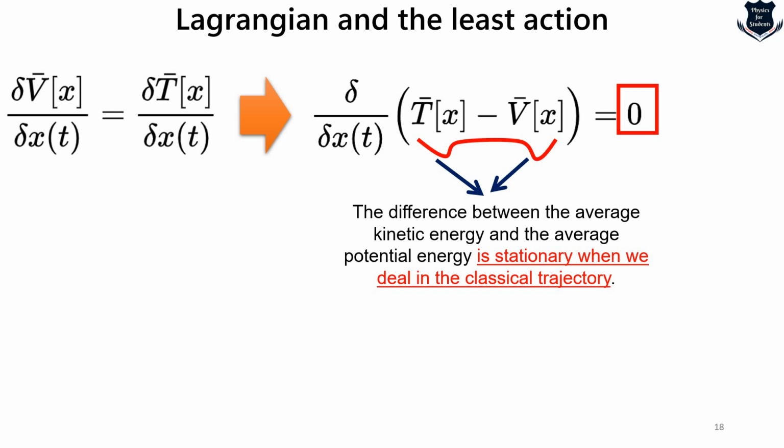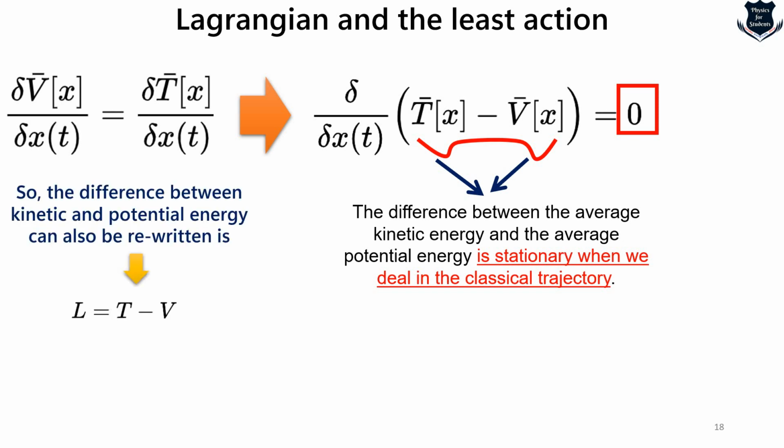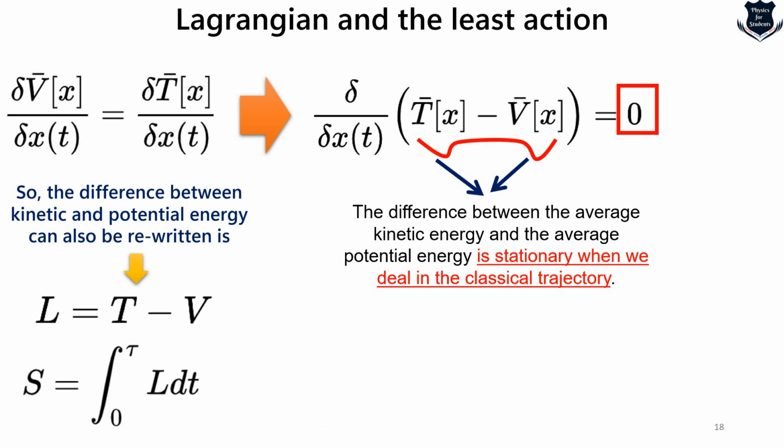This shows that there is something special about the difference between the kinetic energy and the potential energy, and this is what is written by the Lagrangian. L equals T minus V, and the integral of the Lagrangian over time is known as the action, which is given by S.